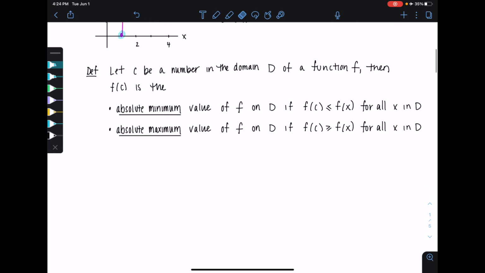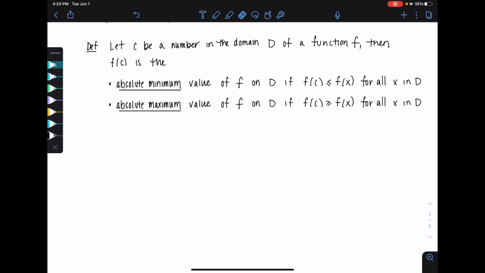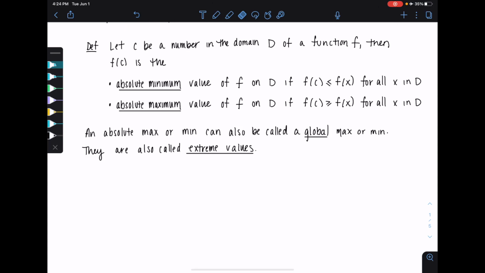So we have a lot of terminology to talk about these absolute max and mins. One possibility is you might hear them be called global max and min. You can hear them be called extreme values because they're the extreme y values that this function takes on. Now, not every function will have absolute max and min. It's a little bit of a tricky concept when you're talking about the absolute biggest this can ever be.